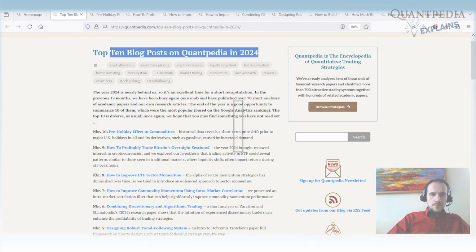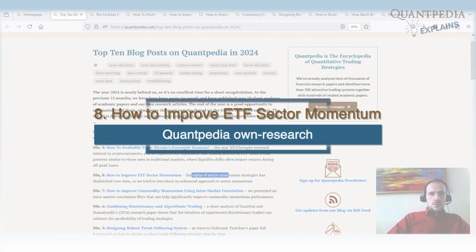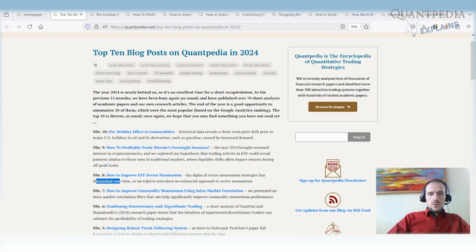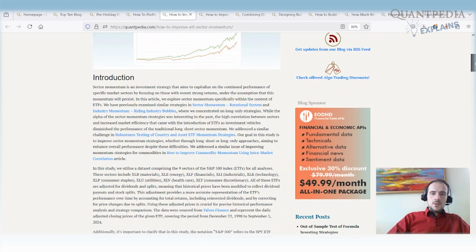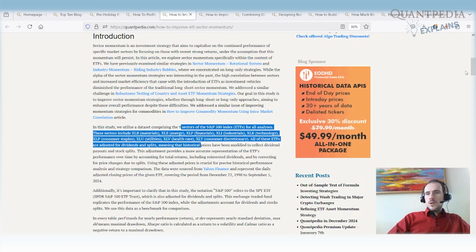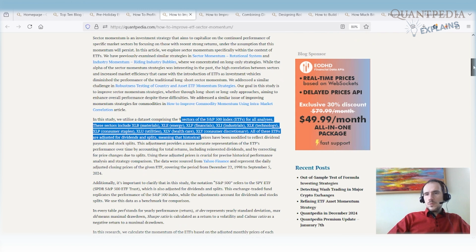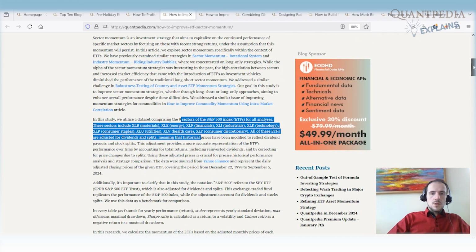Number 8, how to improve ETF sector momentum. So the alpha of sector momentum strategies has diminished over time, and we tried to introduce an enhanced approach to sector momentum. What we did is that we replicated the sector momentum strategy using 9 sector ETFs, and we tried to improve this strategy because the strategy itself, using just the momentum on sector ETFs, doesn't work as well as it worked in 2005, 6, 7, etc., like 15 years ago.